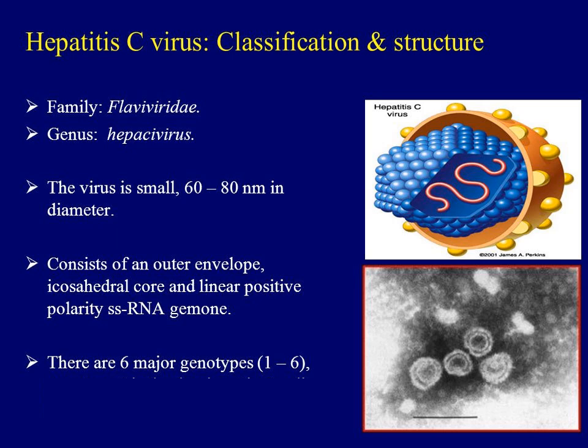There are 6 major genotypes of the virus, 1 to 6, but there are also multiple subgenotypes over there, which can cause multiple changes and form a hypervariable region in the important surface proteins of the virus, E1 and E2.